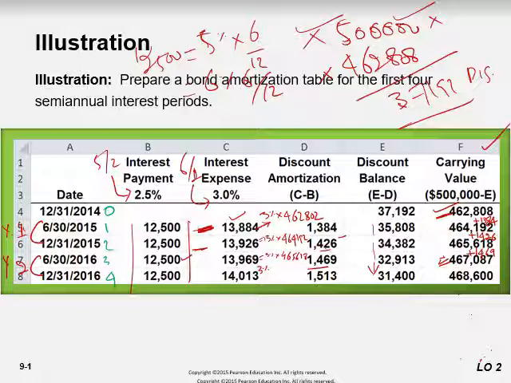Market rate for 6 months, 6 divided by 2, which is 3%. So 3% multiplied by 467,087. The difference is this 1,513, and that would be added here. So this is the bond value at the end of year 2, or at the end of period 4, or at the end of 2016. So this is how we make an amortization table, right?